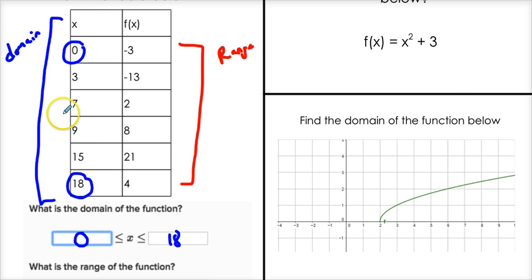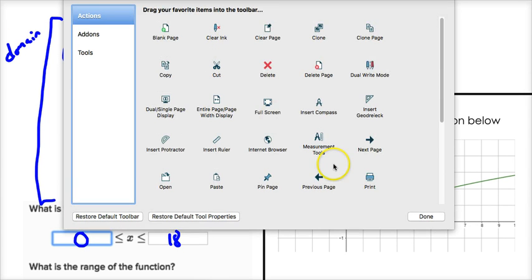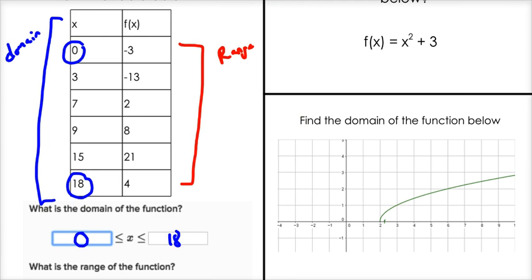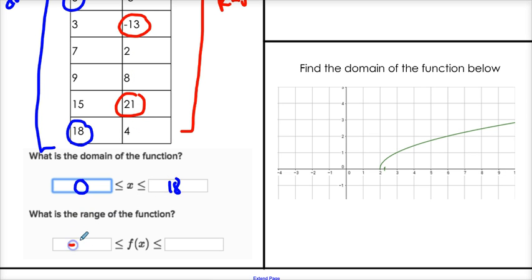Now the range from this table: we're going to find the lowest y value. So let's find our lowest y. It's 4, 21, all these numbers. -13 is our lowest y, right? -13 is actually the lowest y. Now if you keep looking through these numbers, the highest y value is 21. So our range is from -13, that's our lowest number, to 21, right? And all the numbers in between. Remember, f of x is the same thing as y. And that's how we find the domain and range from a table.